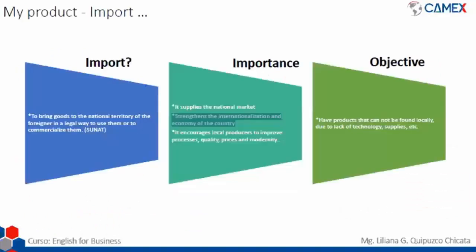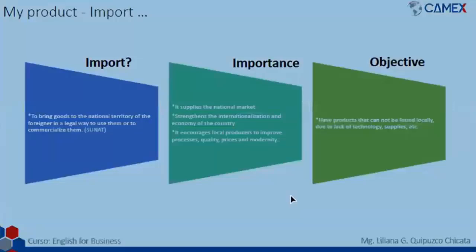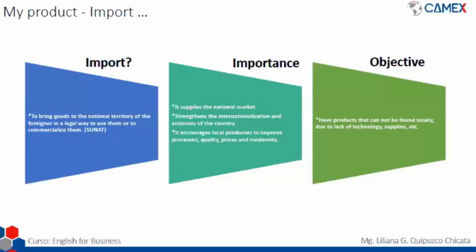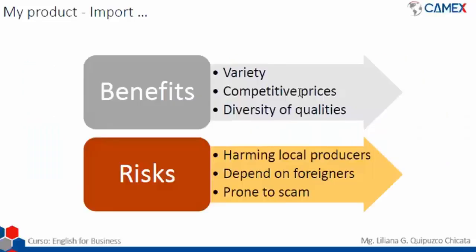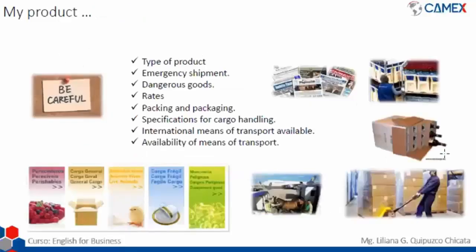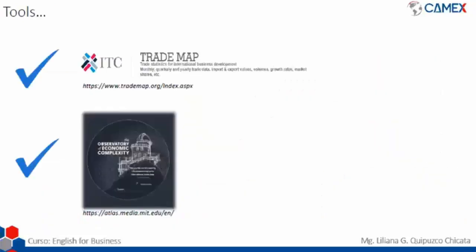Remember that today we saw our product, we saw imports and the importance of imports. We also saw the benefits and the risks of imports. This is a very important part that I would like you to check again. Remember that these are not the only ones. There are more benefits and more risks, but these are the most important ones that I can give you as an example. We checked the details that I have to take into account in order to choose my product, in order to buy from another country.